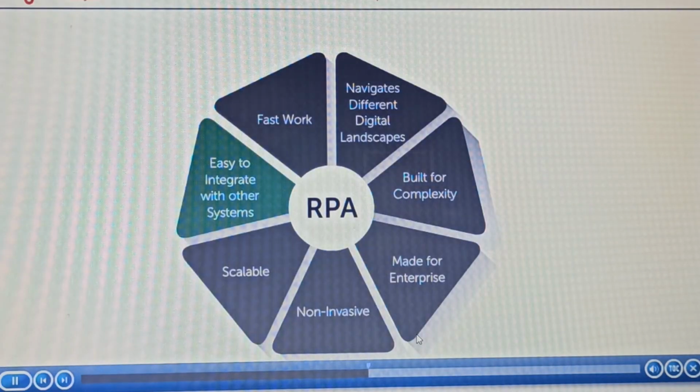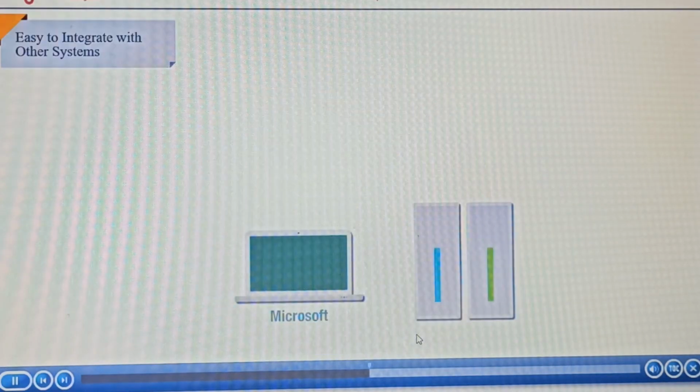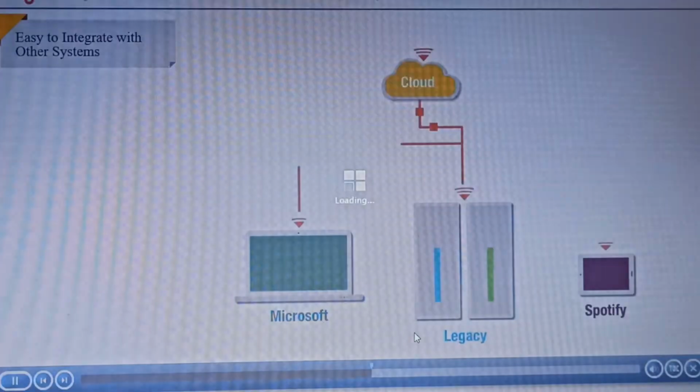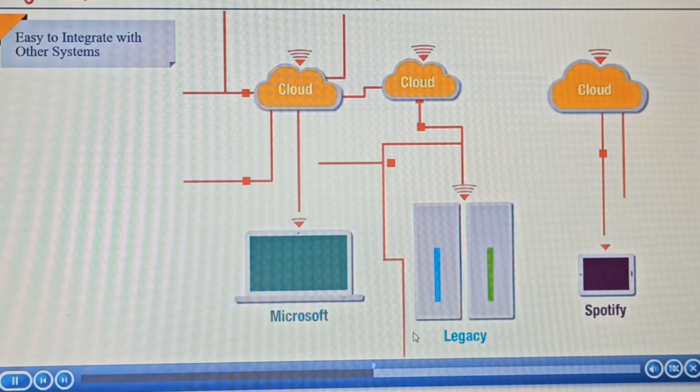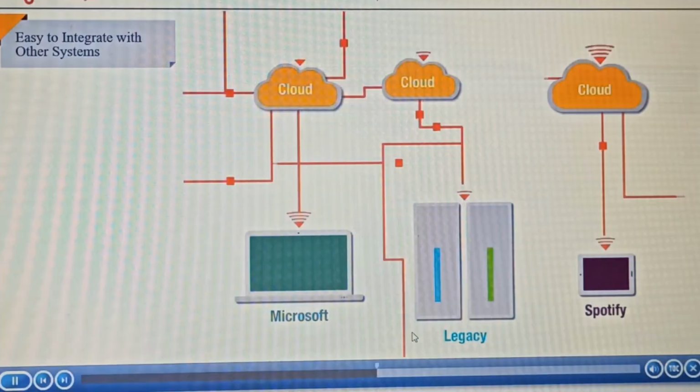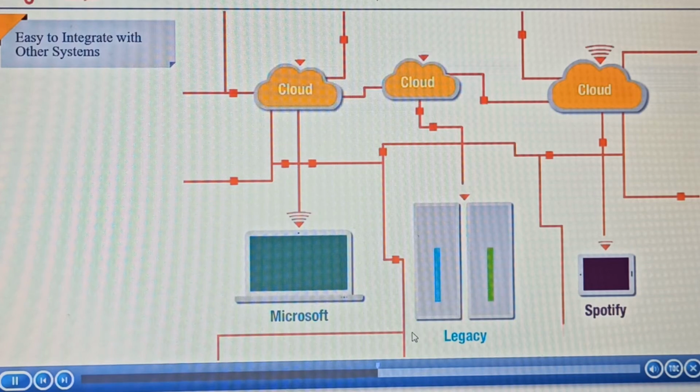It plays nice with other systems. Users would be able to create automated processes that utilize all of their line of business systems without a single hiccup. We're talking 1998 legacy systems, ERP applications, cloud and web applications, Microsoft and Citrix environments, everything.